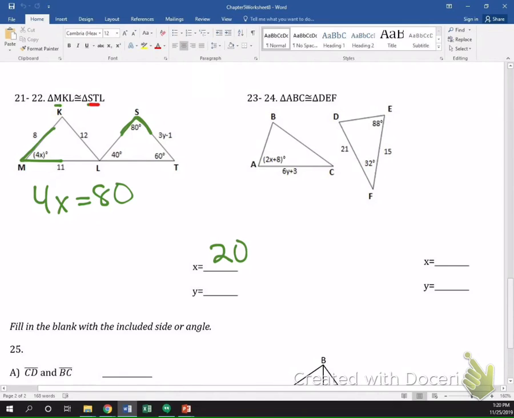All right, number Y. So ST are the first two, so it goes with MK. So 3y minus 1 equals 8. So y is going to equal 3.